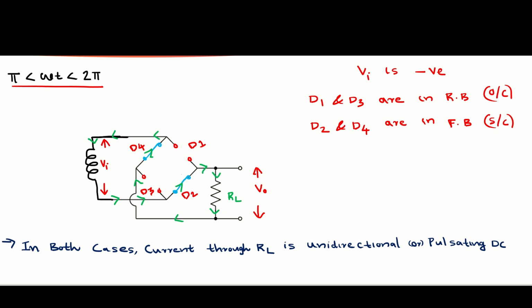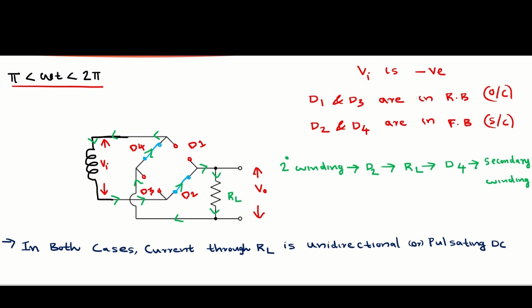So I am writing current flows through the secondary winding, then D2, then the load resistor RL, then D4 and again the secondary winding. So the current flows through D2, RL, D4 and the secondary winding, and the cycle is repeating. So the current flows through a loop consisting of D2, RL, D4 and the secondary winding.